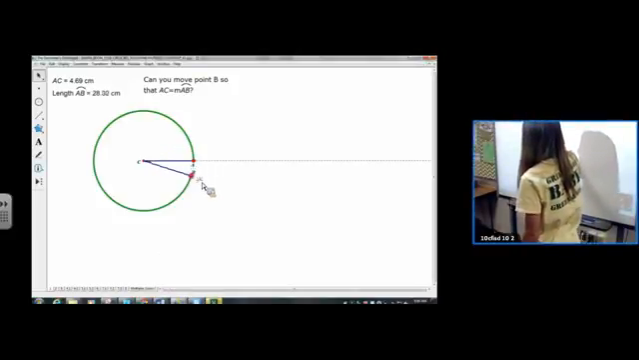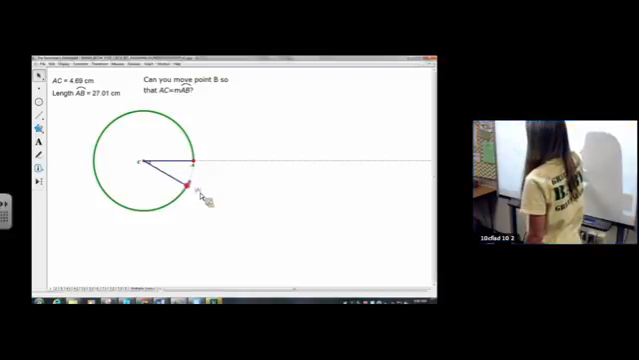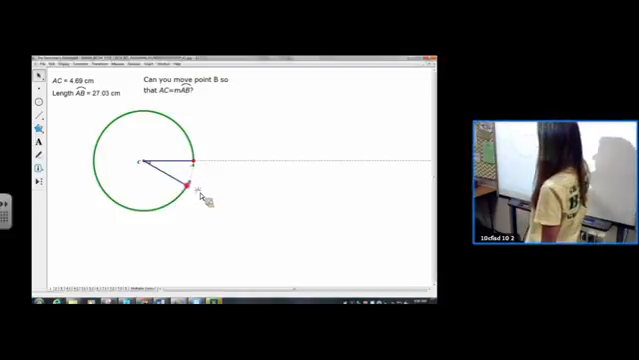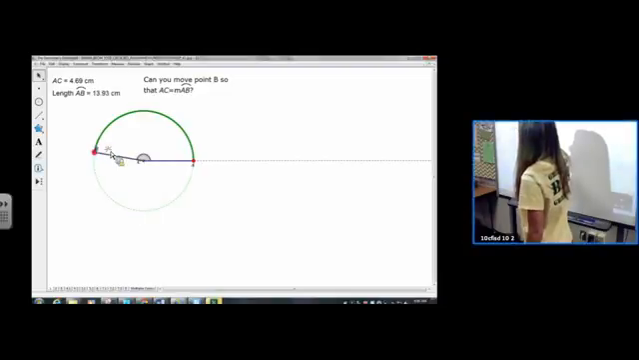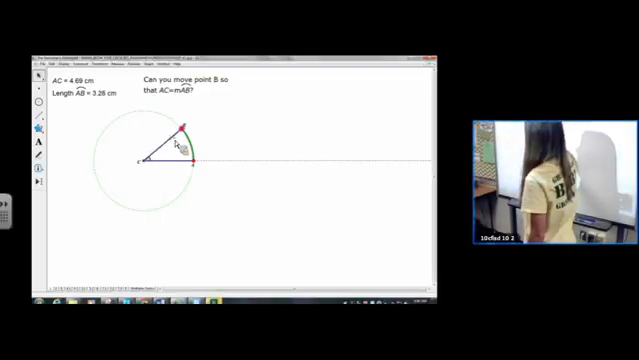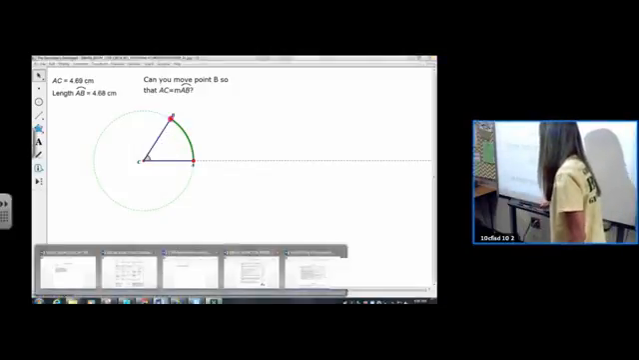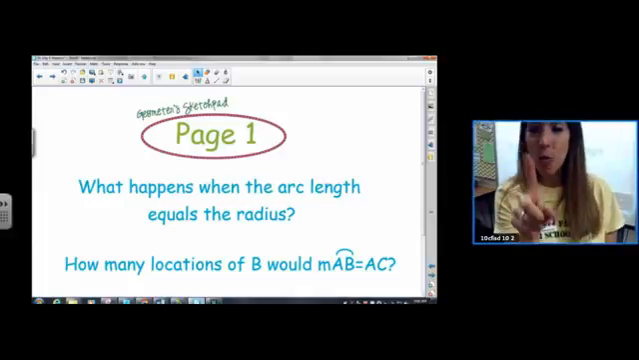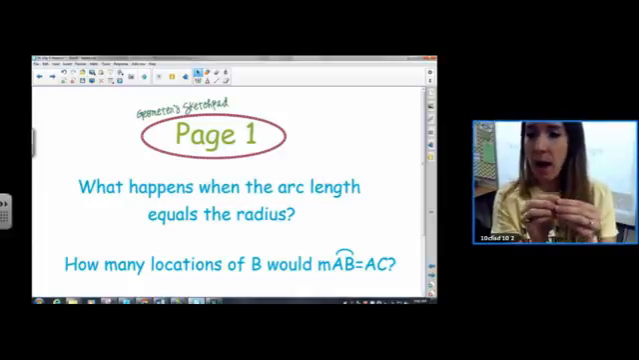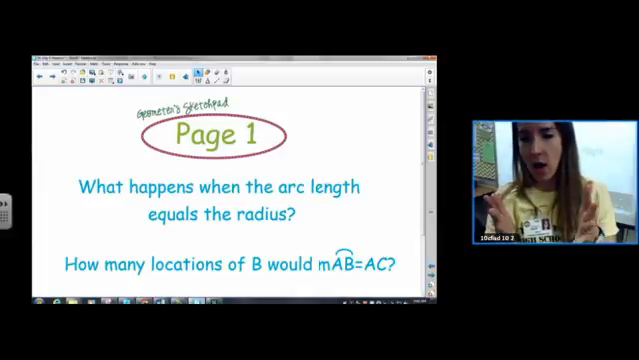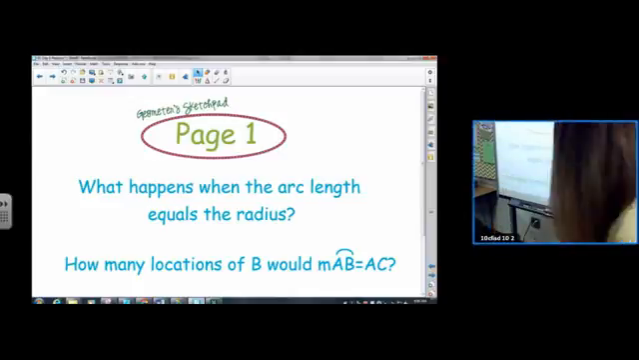What happens if I do this? Uh-oh. Look, they're not even close. 4.69, 27. How many locations of B could make those two things equal? The answer is, I can't get there. The answer is 1, right? There's only one location. I can put B in one spot that would make the length of the arc equal the radius. One spot. Good job.